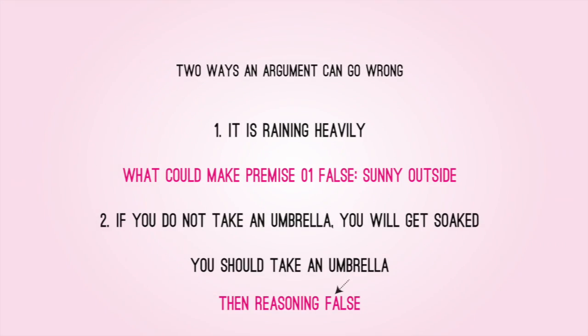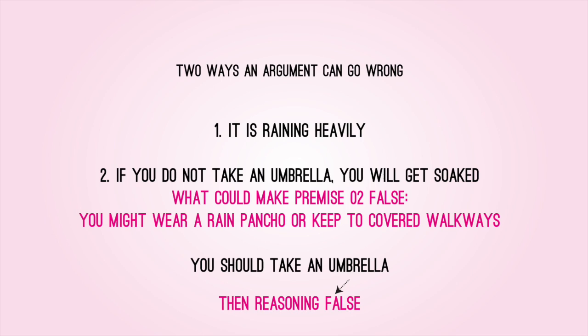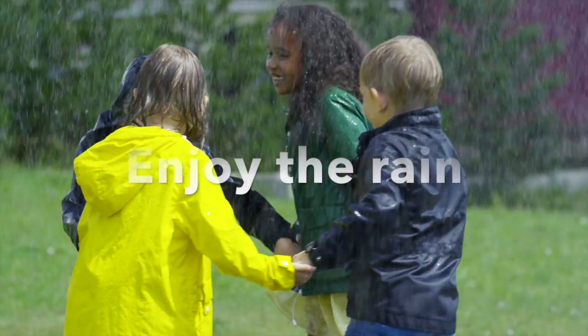If premise 1 is false, if it is sunny outside, then the argument gives you no reason to carry an umbrella. Even if it is raining outside, you might not need an umbrella. You might wear a rain poncho or keep to covered walkways. In these cases, premise 2 would be false, since you could go out without an umbrella and still avoid getting soaked.